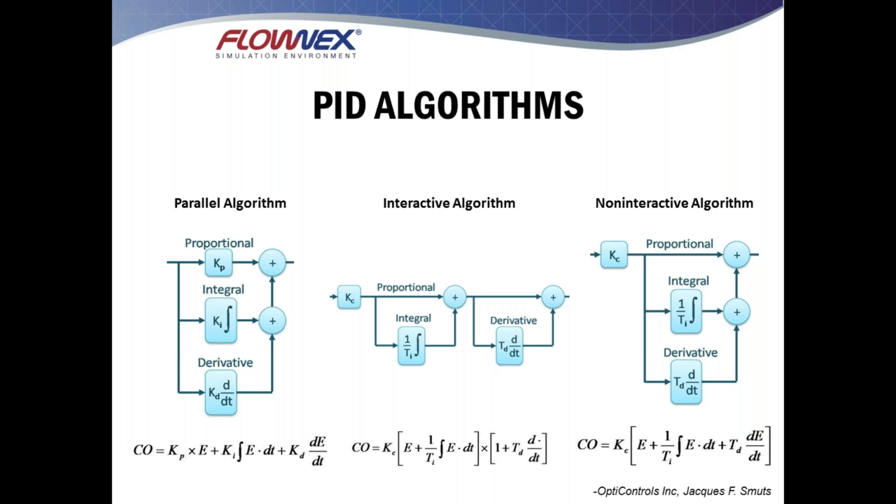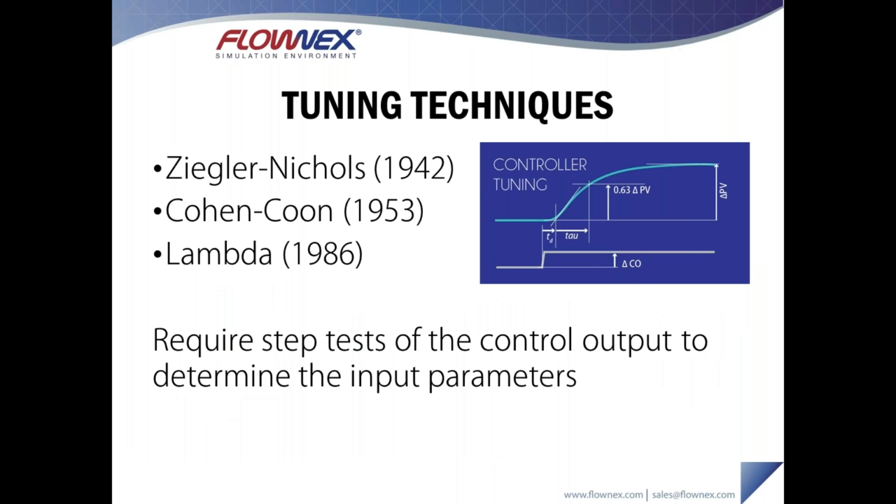These controllers themselves typically have many different types of algorithms. So we have an interactive, a non-interactive algorithm, as well as a parallel algorithm. And depending on these algorithms, you would use different tuning techniques, but ultimately you still need actual constants for these controllers. These are the settings for the controllers. You have a proportional term, an integral time, and a differential time. Sometimes you might see it represented as an integral constant and a differential constant, but they basically represent the same thing.